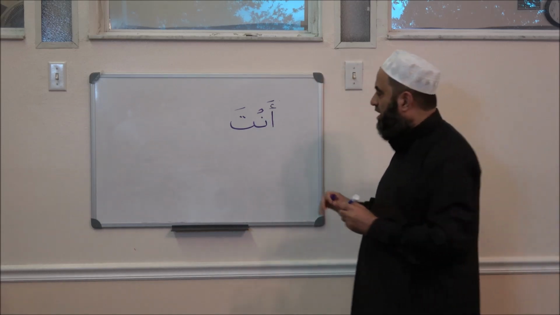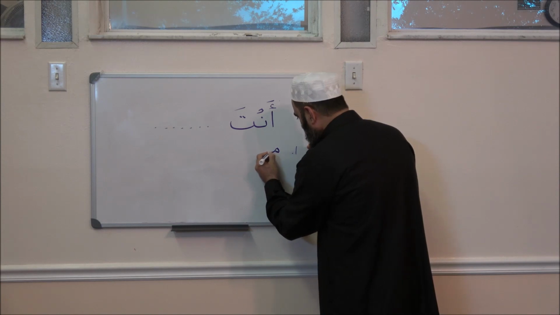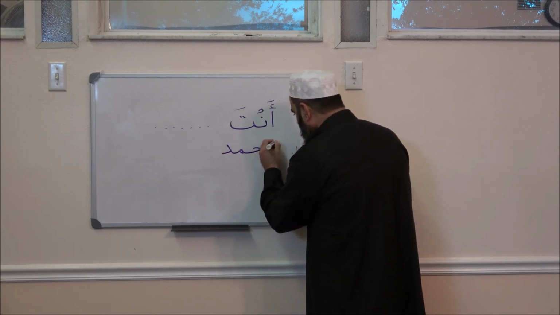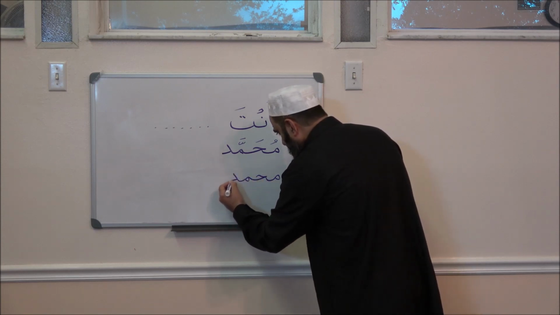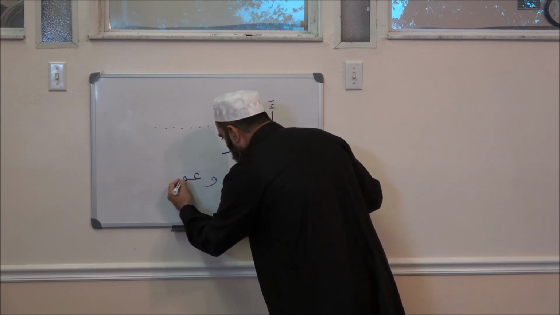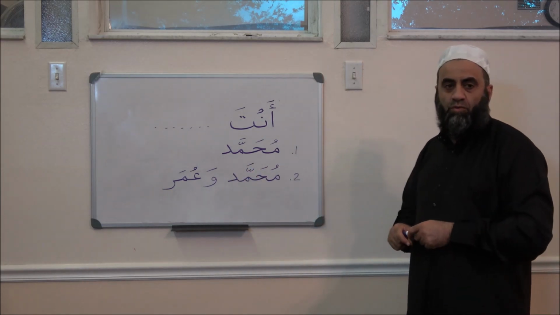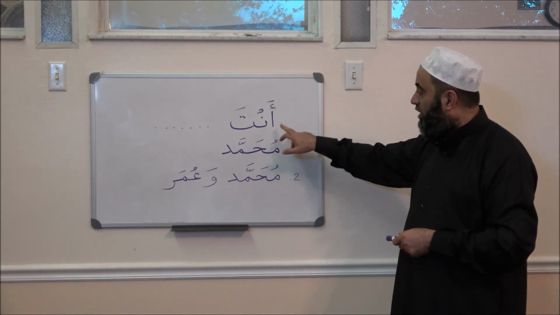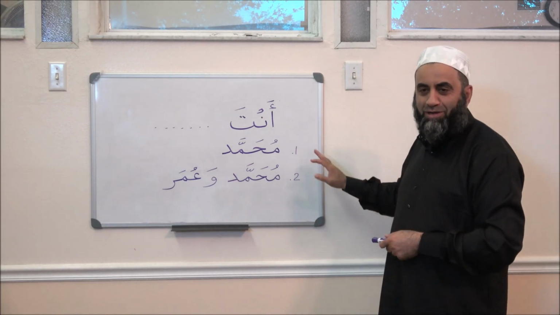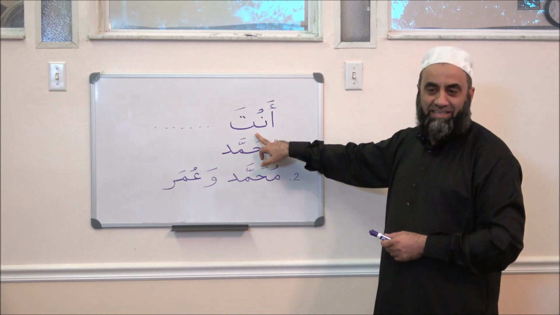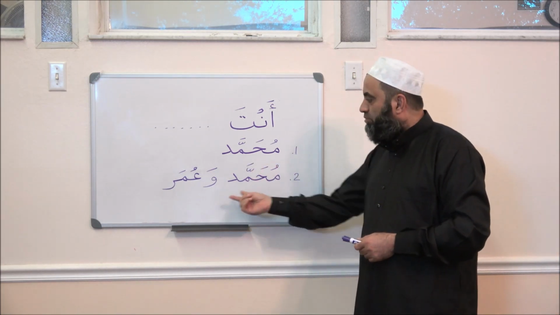Okay, I wrote this pronoun and I want you to fill in the blank. Either option 1 or option 2. Which one is the right answer? Anta Muhammad or Anta Muhammad wa Umar? Option 1 or option 2? It's option 1 because Anta is singular. So Anta, I'm talking to one person and it's masculine, so the correct answer is Muhammad. It couldn't be option 2.